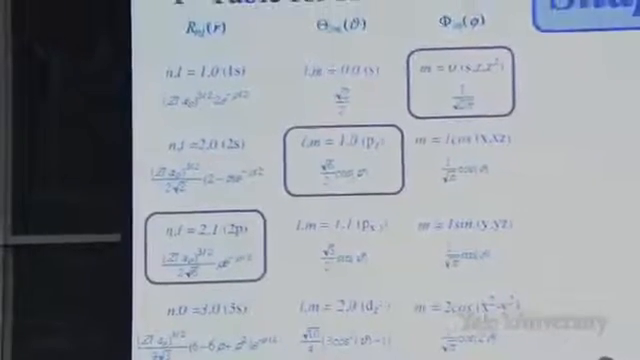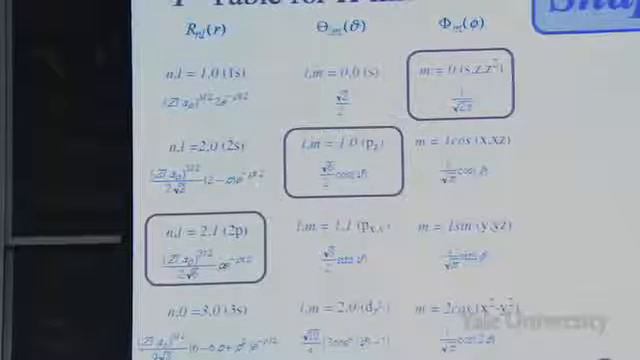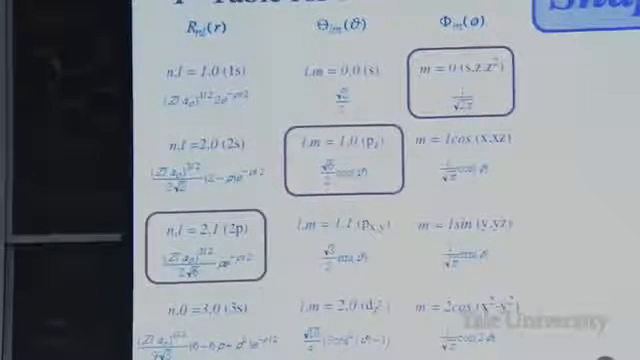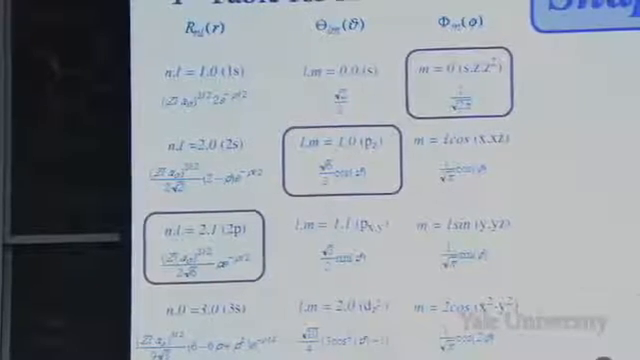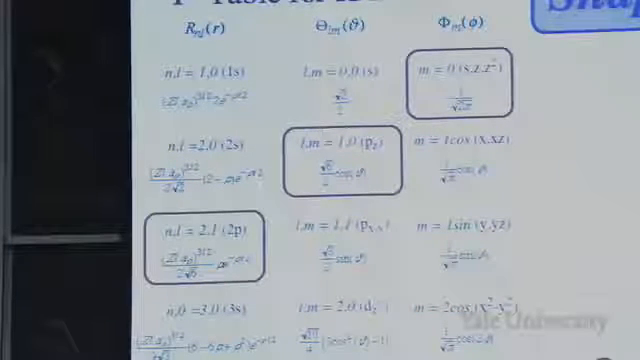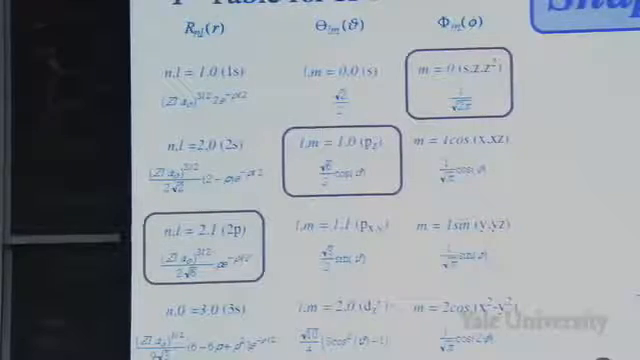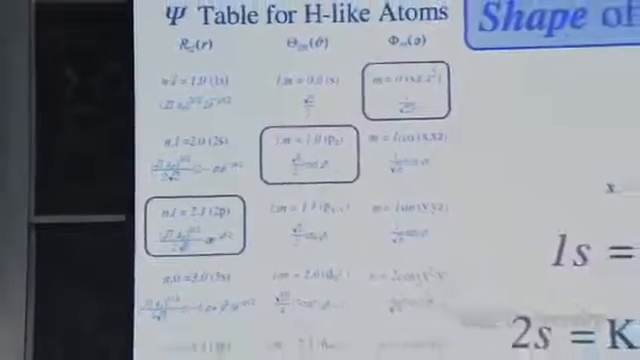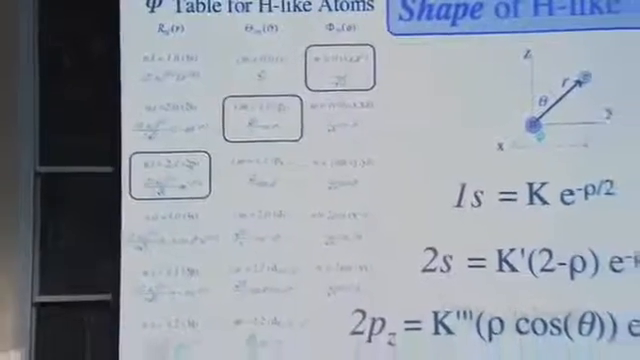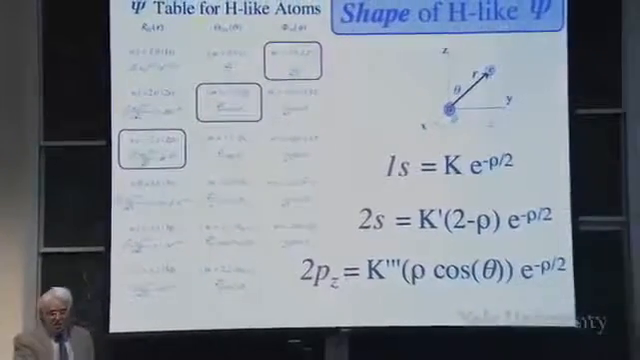No? Is this one interesting? What part of it's interesting? Cos theta is interesting, right? That's real variation. And what part's interesting here? It's rho times e to the minus rho over 2. Okay, so it's some constant times rho times the cosine of theta times e to the minus rho over 2. You always have the e minus rho over 2, forget that. It just means it decays as you go out.